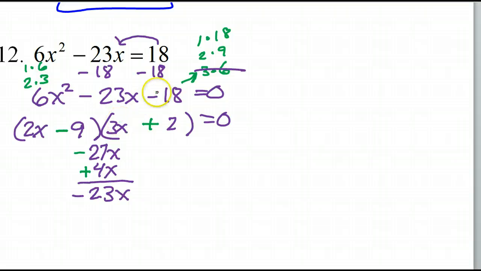So we always have to check to make sure we're really getting negative 18. And sure enough, negative 9 times positive 2 is negative 18. So we lucked out. That was pretty quick. I mean, I say we lucked out, but if you follow my techniques, you're going to get lucky often.